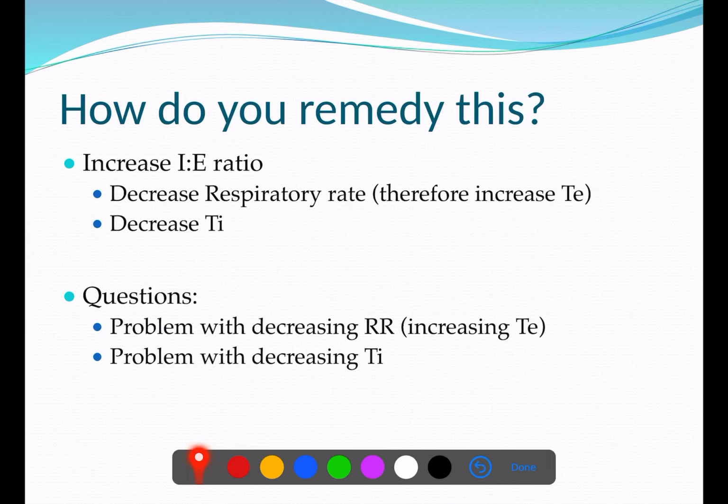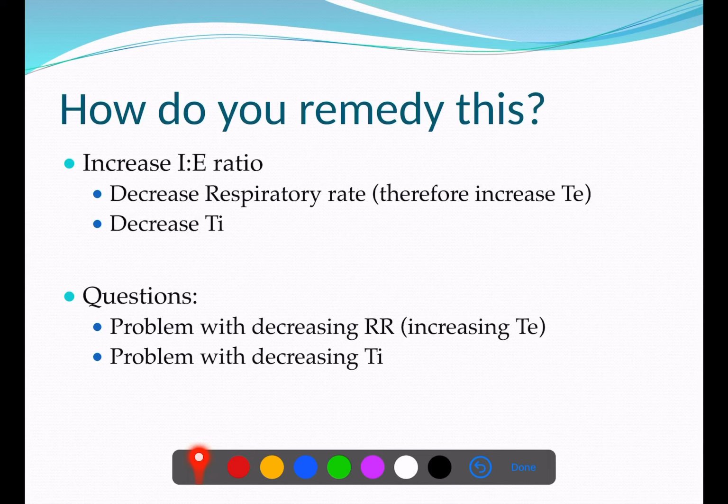If you drop your respiratory rate from 20 down to 10, now you've got 6 seconds between each inspiration. If your TI remains at 1 second, now you've got a whole 5 seconds to allow all that gas to remove. And so you can just decrease the respiratory rate.